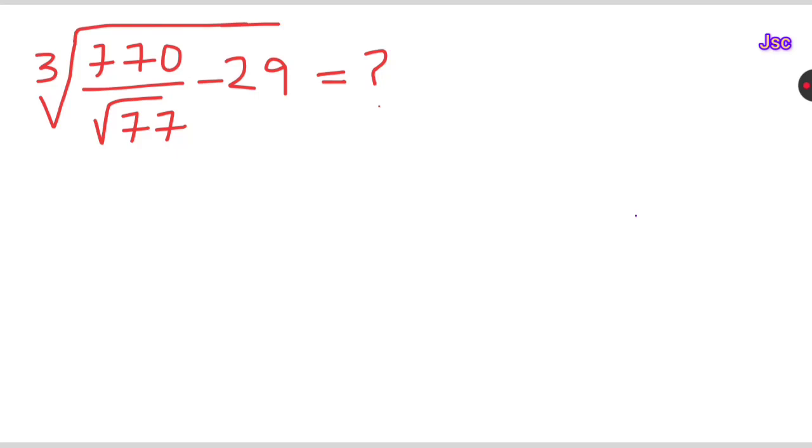I have got a couple of shortcuts to solve this problem. Cube root of 770 over root 77 minus 29. Let's get started. The first term we have is 770 over root 77.